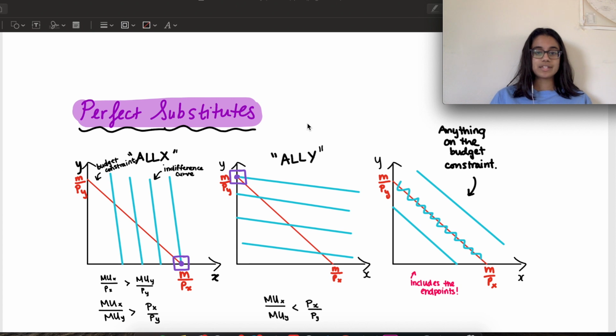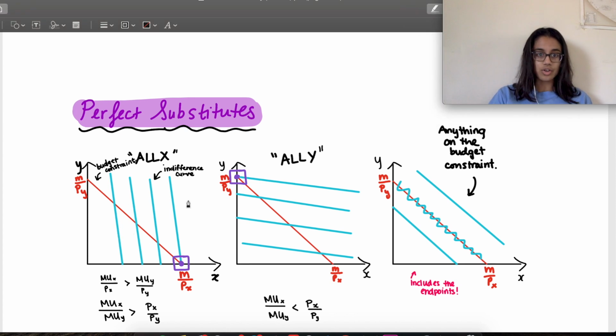So with perfect substitutes, we want to know whether a consumer wants to buy all of good X, all of good Y, or anything in between, like a few of X and a few of Y. It really comes down to comparing the slope of the indifference curve and the budget constraint. That's why I color coded these: my blue curves are my indifference curves, and the red line is my budget constraint.